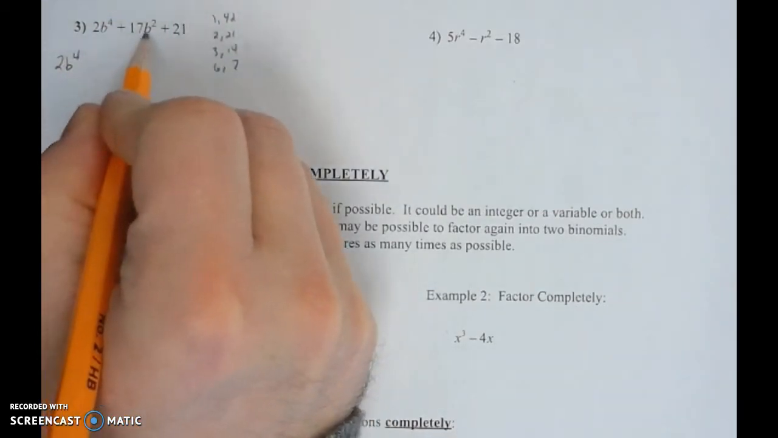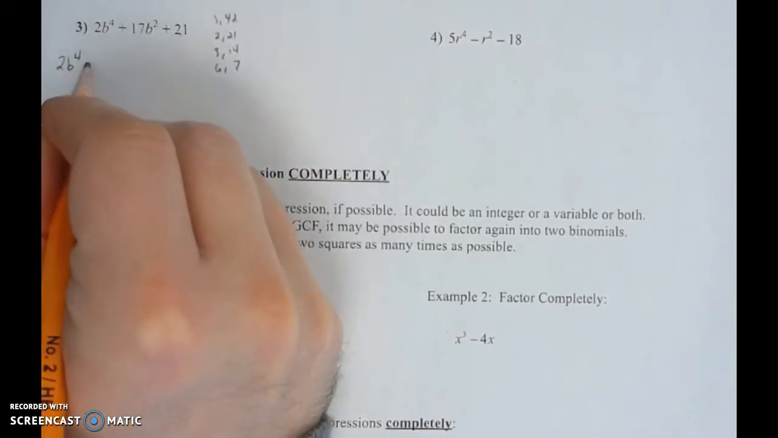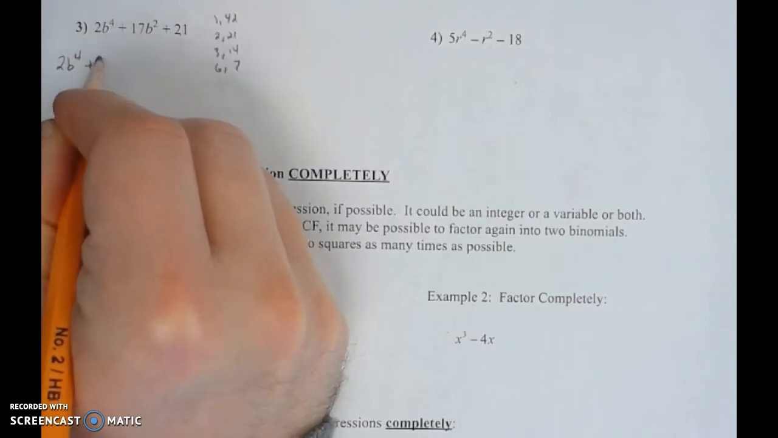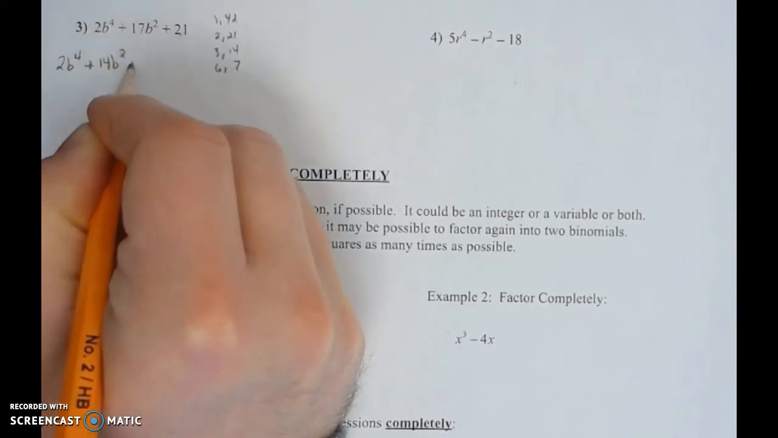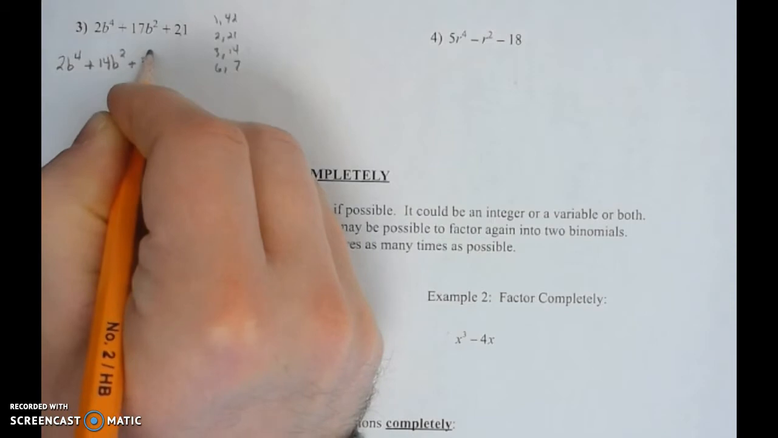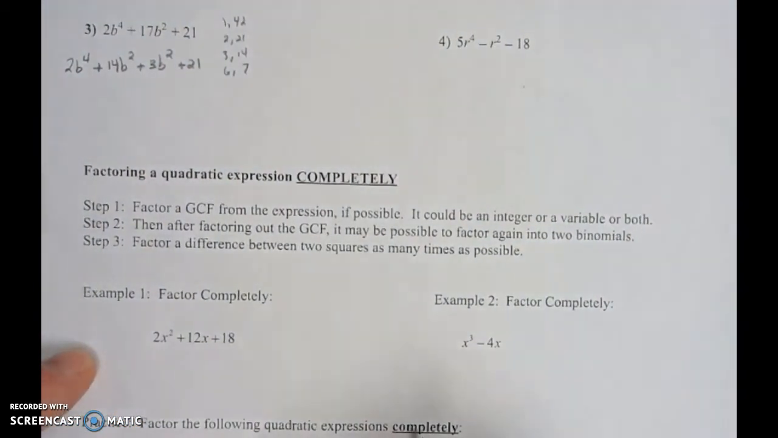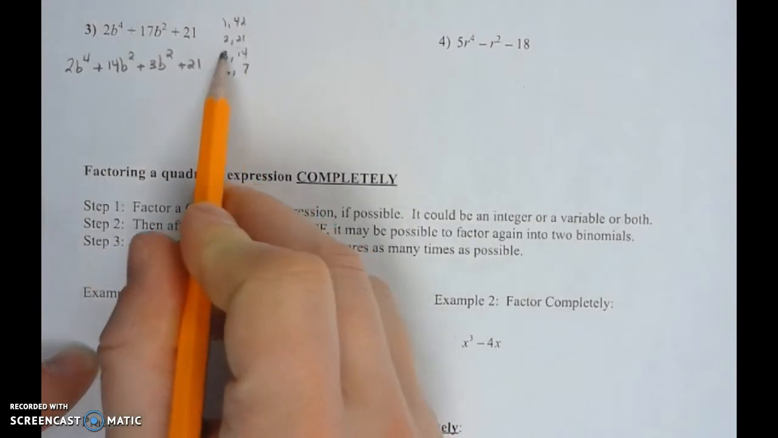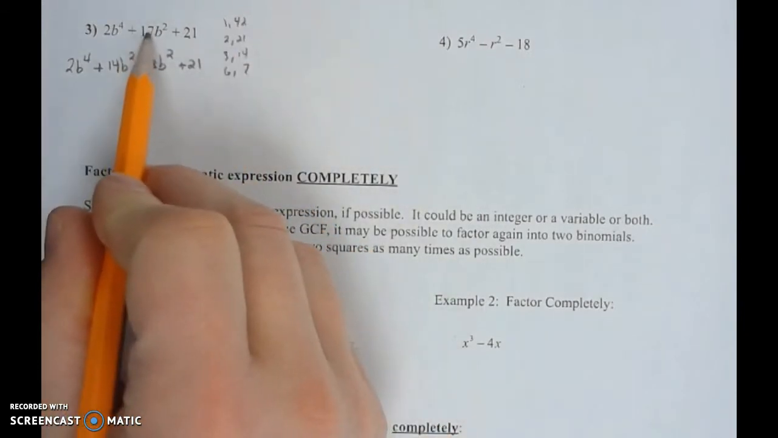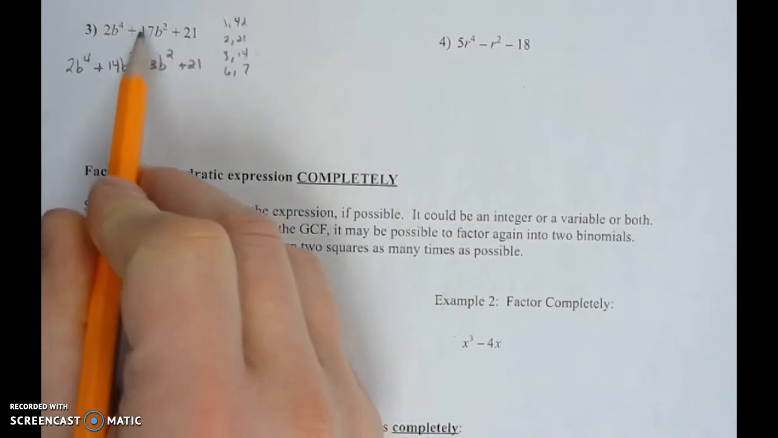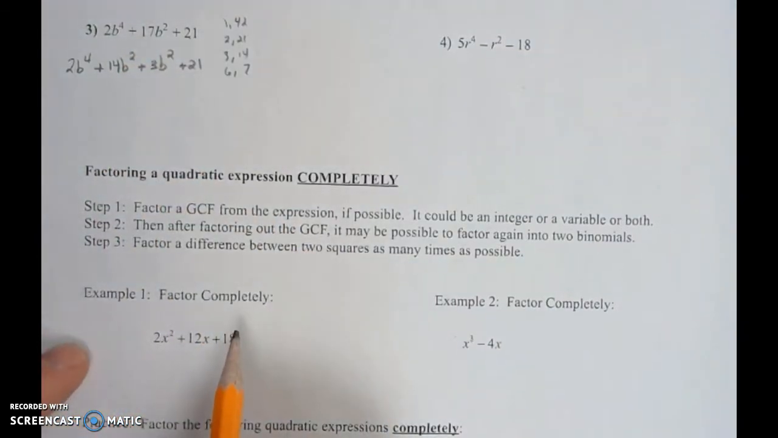And instead of plus 17b squared, I'm going to rewrite it as plus 14b squared plus 3b squared plus 21. And again, the 3 and the 14 came from the fact that those are going to add up to 17, so that's still the same as 17b squared. And now I'm going to factor by grouping like I did before.